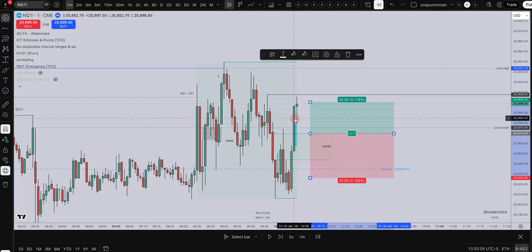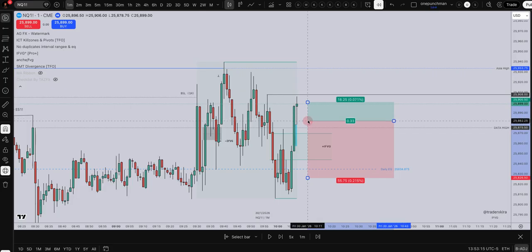I managed to get in, and then price ended up closing a little higher. Then we start getting this. So obviously my stop loss and my RR, it's not looking good, right? Like from that perspective.